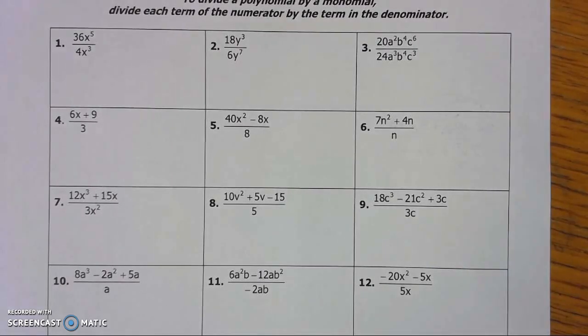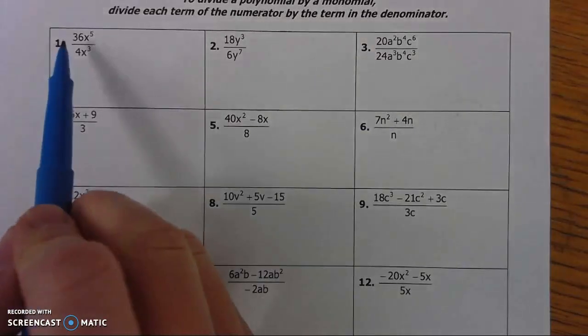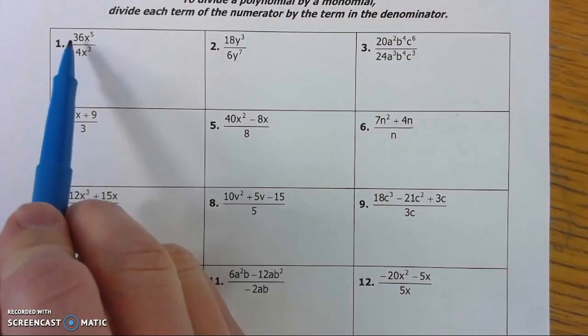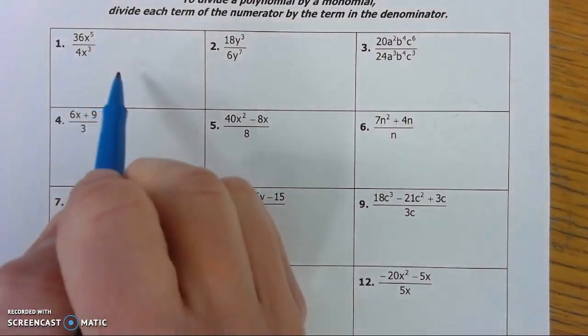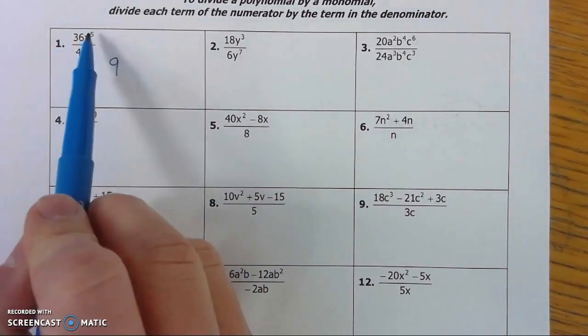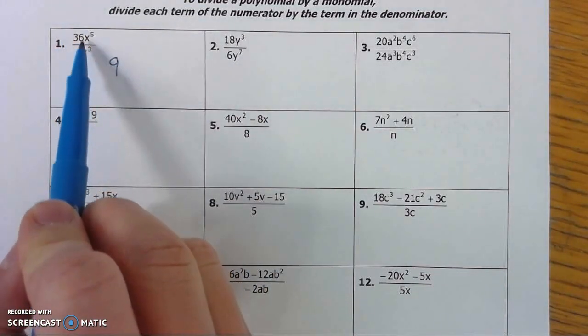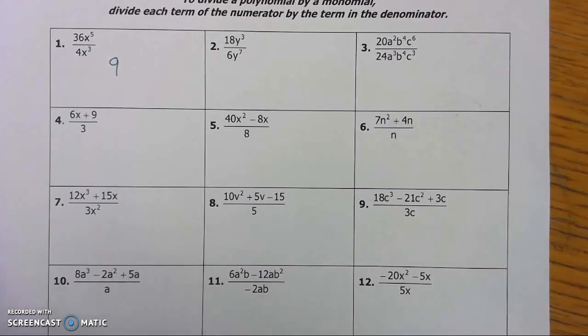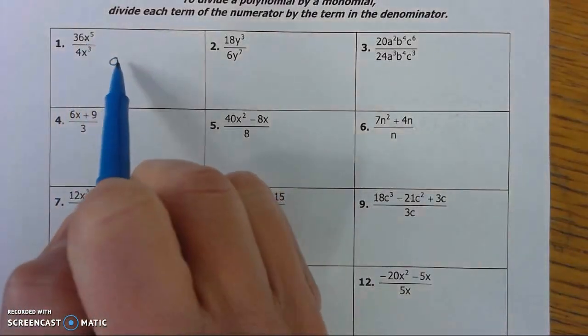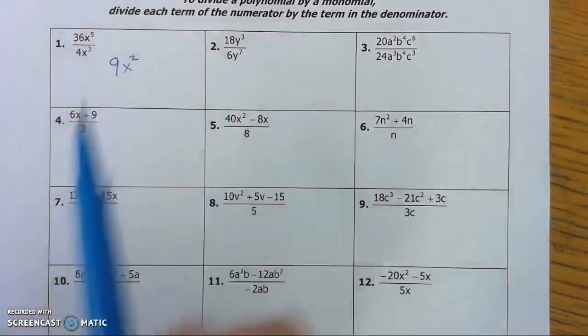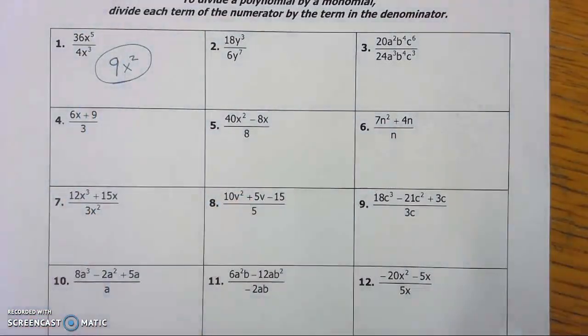Okay, in number 1, I just have a monomial divided by a monomial. This is review, okay? And so we had done this before this unit. So I'm going to divide my coefficients. 36 divided by 4 is 9. And then I'm going to subtract my exponents because this is the same variable. So x to the 5th divided by x to the 3rd. 5 minus 3 would be x squared. And then that would be my final answer.